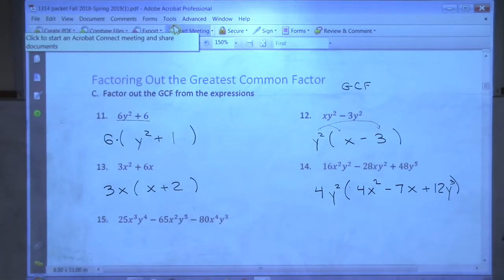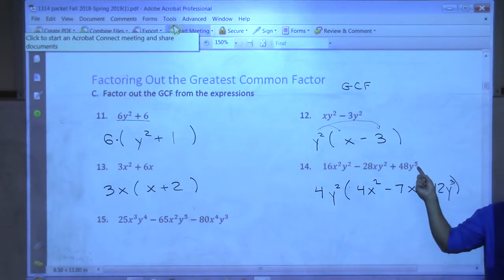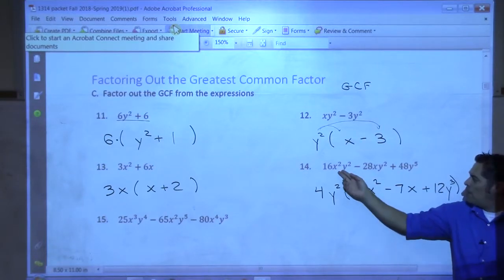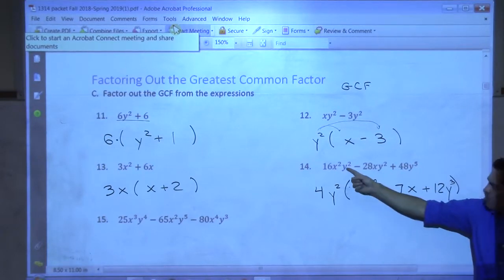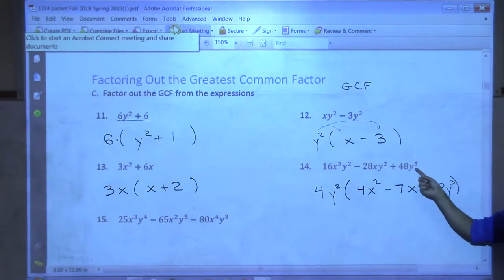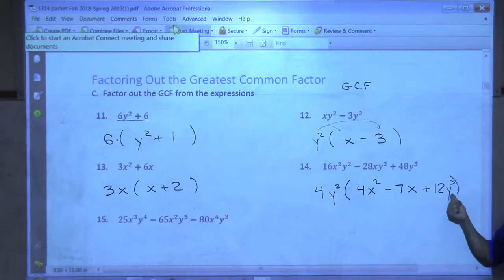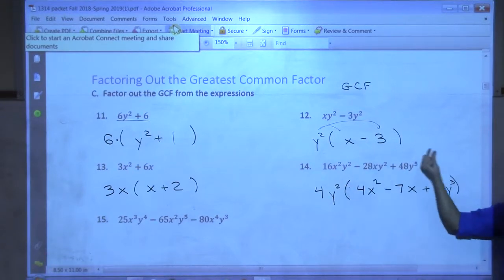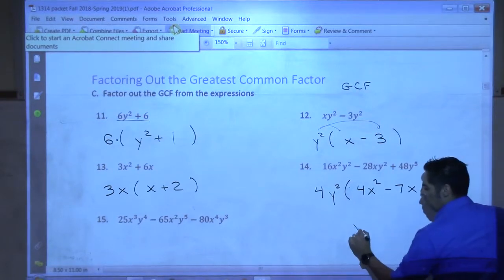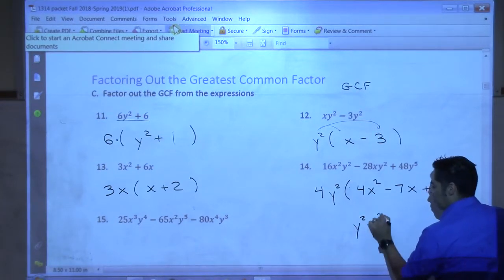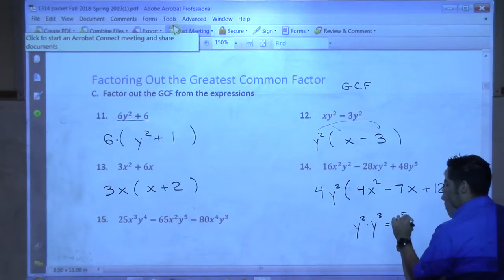When I was looking at this a second ago, I didn't even realize that was y to the 5th. I thought it was y squared for some reason. When we pulled out y squared, this had 2 y's, this had 2 y's, this had 5 y's, so we pull out only what they have in common, which is why we only pull out y squared. But then you need y cubed out here, so that when you multiply this times this, you get y to the 5th. Just remember, when you do y squared times y cubed, you get y to the 5th.